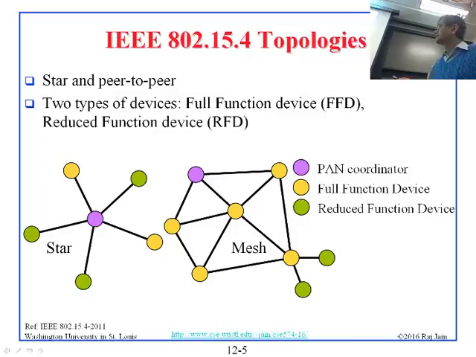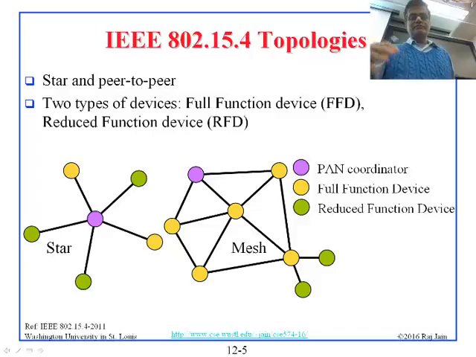Now there are two types of devices. There are some devices that have more power and therefore can do more functions. So they are called full function devices. And some which have less power, they are reduced function devices. And one of the full function devices becomes a coordinator.